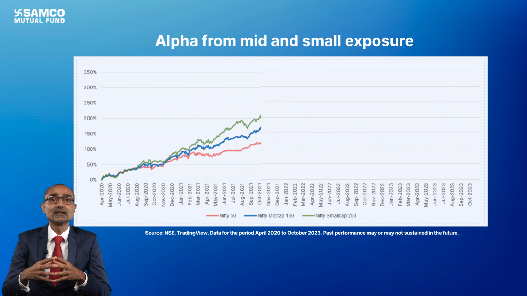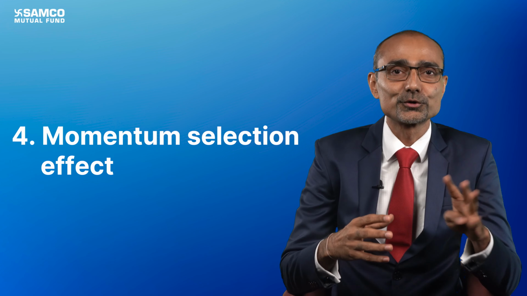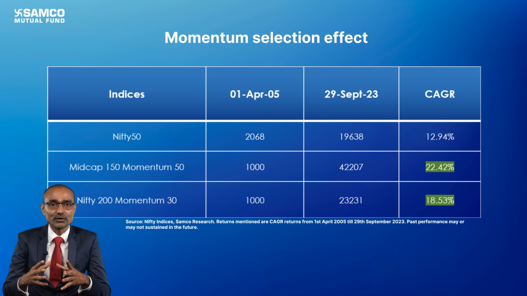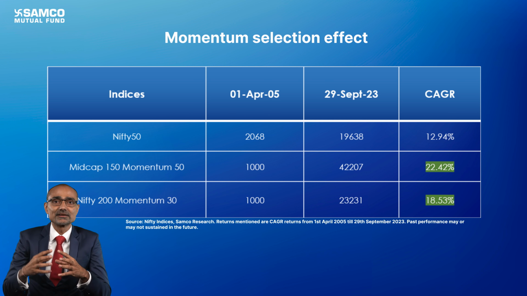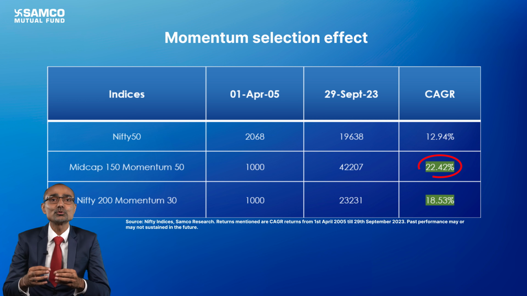Historically, it is seen that mid cap and small cap shares have delivered better return propositions. Fourth, investments will be selected using a momentum strategy from a universe of large, mid and small cap shares, which will offer superior risk adjusted returns while in equity mode of investing. Nifty 50 since 2005 has delivered 12.94% CAGR returns, whereas momentum has delivered since 2005 22.42% CAGR in mid cap space and 18.53% CAGR in large cap space.